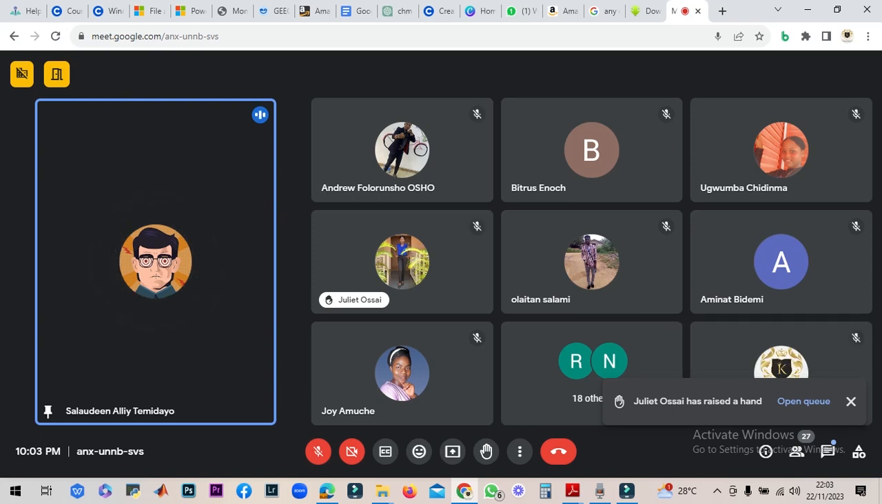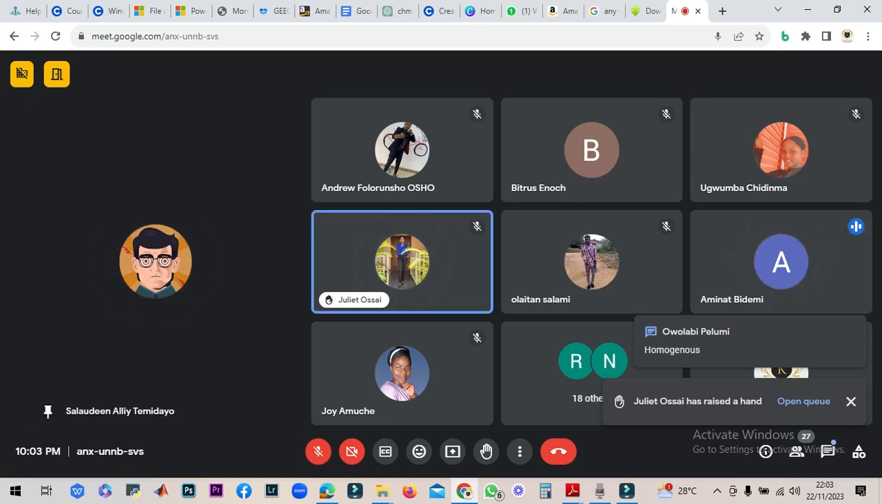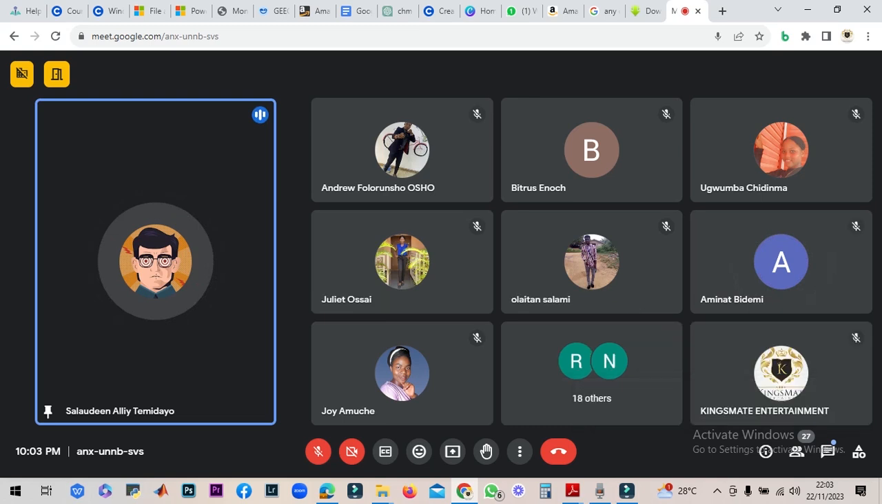22. A mixture in which the components are evenly distributed and the composition is uniform throughout the mixture is called what? When they say something is uniform, Miss Juliet, you were raising your hand before you answered the question. Homogeneous. Mr. Olabi has actually answered it. Homogeneous mixture, thank you. It is homogeneous because it is uniform.